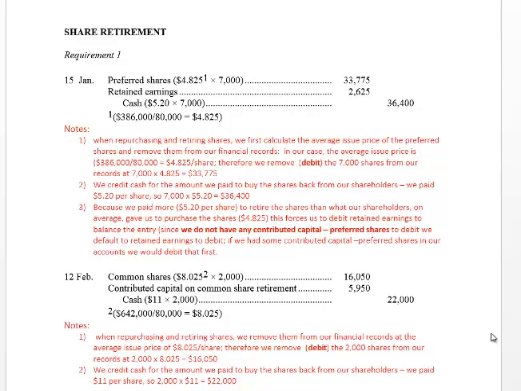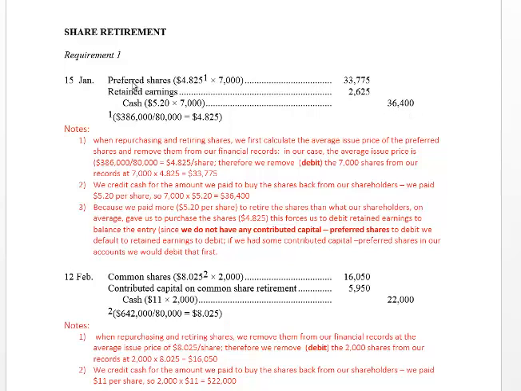So let's continue. In the first transaction on January the 15th, you'll notice here that the company bought 7,000 preferred shares for $5.20. So that means they bought back some of their own preferred shares. So how much did they pay for that? Well, it says they paid $5.20 to buy back those 7,000 shares. So they used up cash of $36,400.